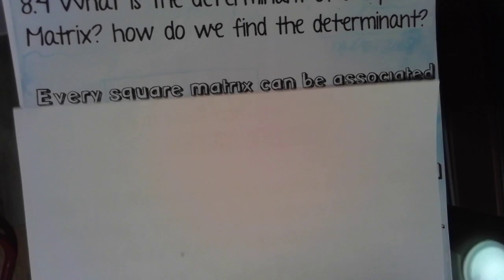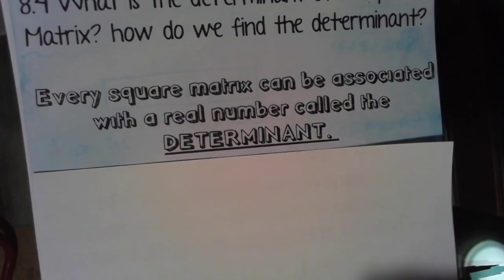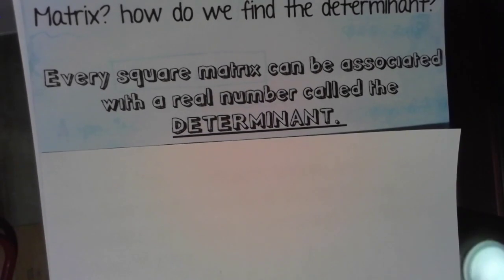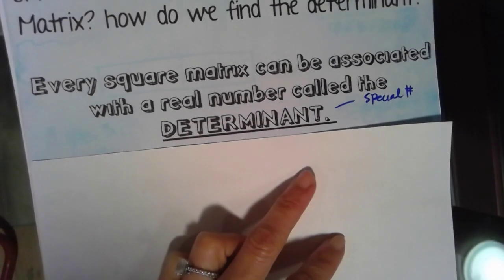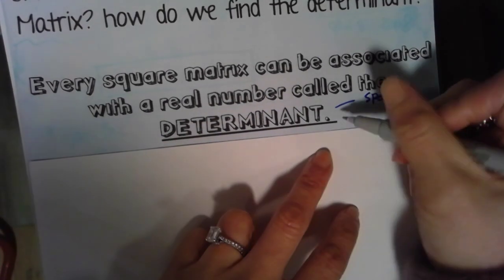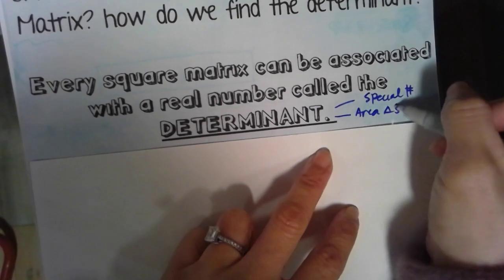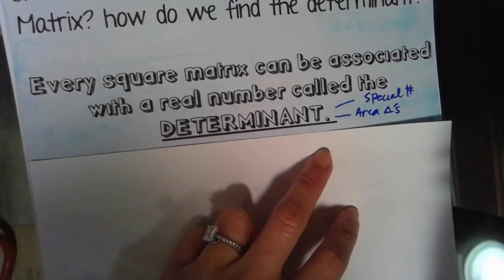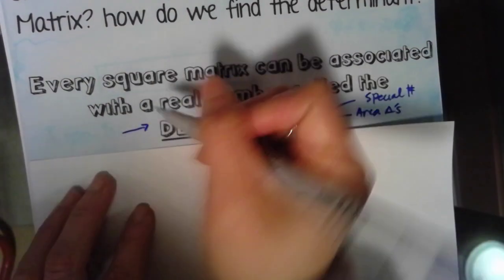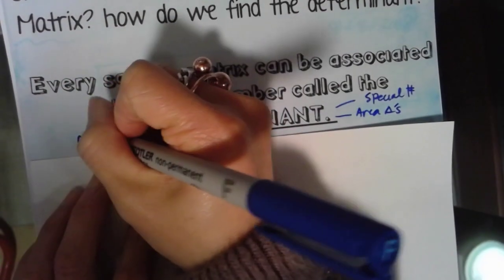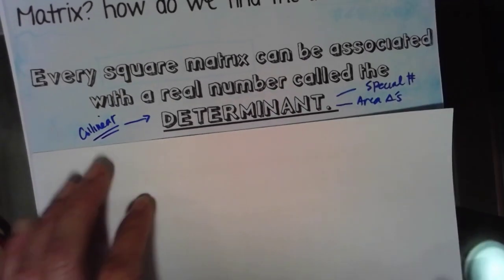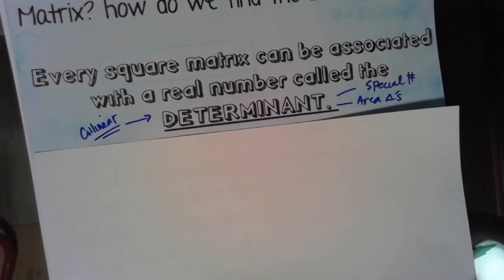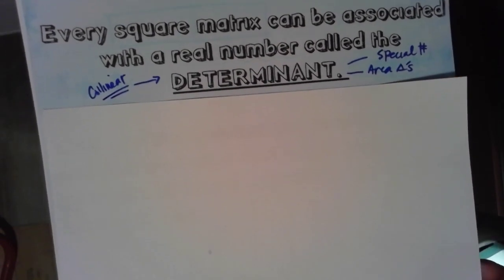So let's first start with this: every square matrix can be associated with a real number called a determinant, a special number, and it can do magic. There are a lot of applications. For example, we can find the area of triangles with these special numbers. You can also see if points are collinear. Do you remember what collinear points are? If all points lie on the same line, we can actually determine that with determinants. So it helps us determine a lot of things. That's a good way to think about it.